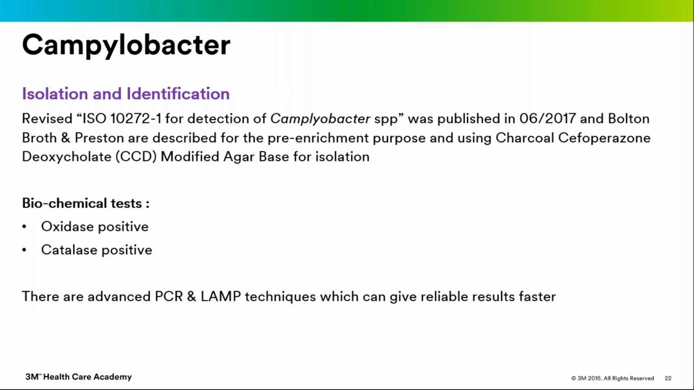Revised ISO 10272 Part 1 for detection of Campylobacter species was published in June 2017, and Bolton broth and Preston broth are described for the pre-enrichment purpose, and using charcoal cefoperazone deoxycholate modified agar base for isolation was recommended. So we learned in the previous slide also that in biochemical tests Campylobacter responds as oxidase positive and catalase positive. There are advanced methods, which are PCR and LAMP techniques, which can give results which are reliable and faster.